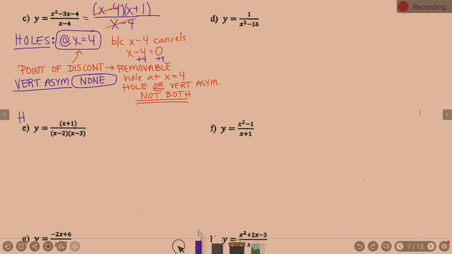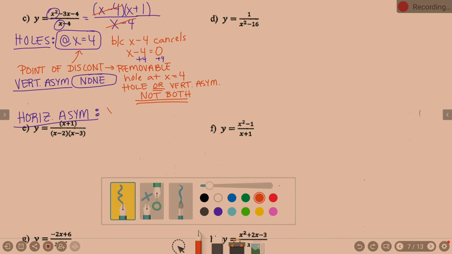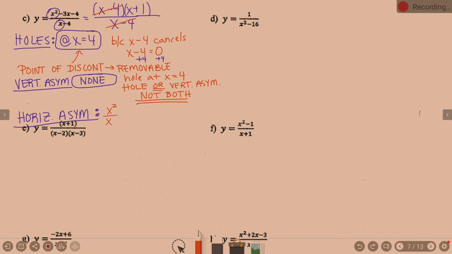Real quick, we've got to talk about horizontal asymptotes because I feel like that's something we're going to be foggy on. Horizontal asymptotes. What do we look at? Powers. Biggest power on top was x squared. Biggest power on bottom, x to the first. So that means there are no horizontal asymptotes, and that's because the bigger power is on top this time.